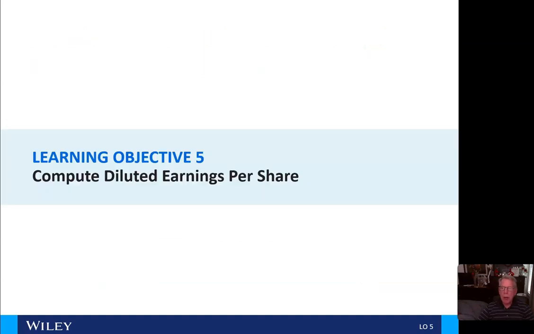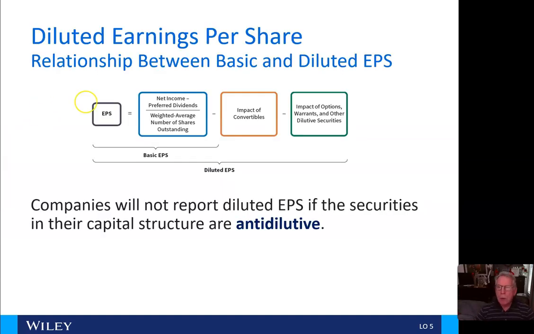We'll move on. Now, diluted earnings per share. Here we have our basic earnings per share, but we now need to look at the impact of convertibles and the impact of options, warrants, and other dilutive securities. Companies will not report diluted earnings per share if securities in their capital structure are anti-dilutive. Anti-dilutive. Okay.